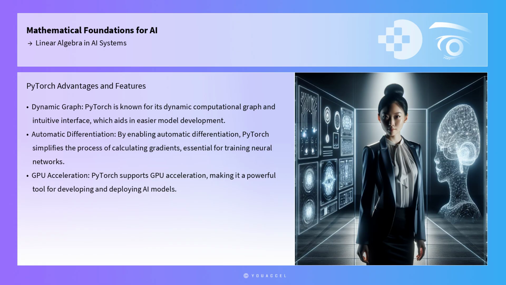PyTorch, known for its dynamic computational graph and intuitive interface, similarly relies on linear algebra to perform operations on tensors. By enabling automatic differentiation, PyTorch simplifies the process of calculating gradients, a key step in training neural networks. This functionality, combined with its support for GPU acceleration, makes PyTorch a powerful tool for developing and deploying AI models.